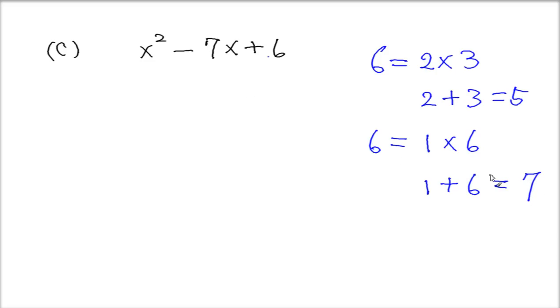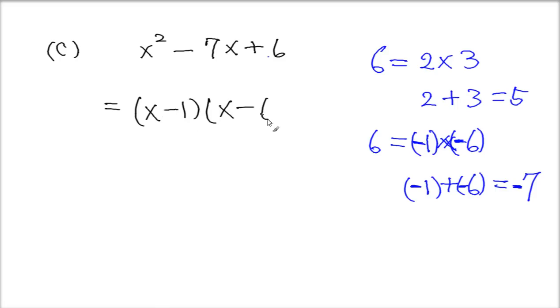So how do we change this to negative 7? Well, if you want negative 7, we better have negative 1 and negative 6. So negative 7 is negative 1 plus negative 6. If you change the signs here, you also have to change the sign here too. So negative 1 times negative 6 is positive 6. So this is the pair of numbers we wanted to find. And the answer is x minus 1 times x minus 6.